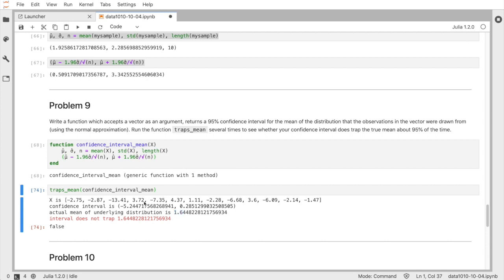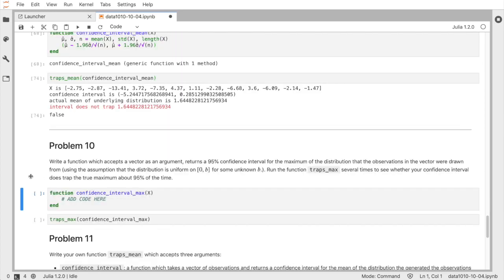So we missed this one. And that comes from this random sample happening to sit farther to the left than it typically would for this particular distribution. If we generated a new sample from the same distribution, then we would be trapping this mean with 95% probability.